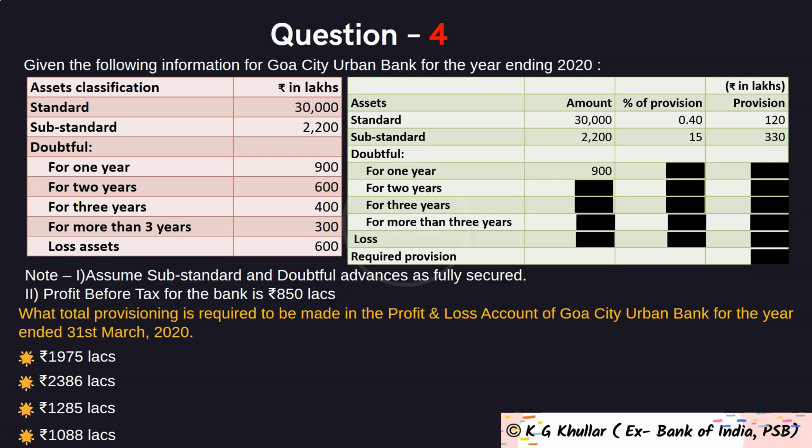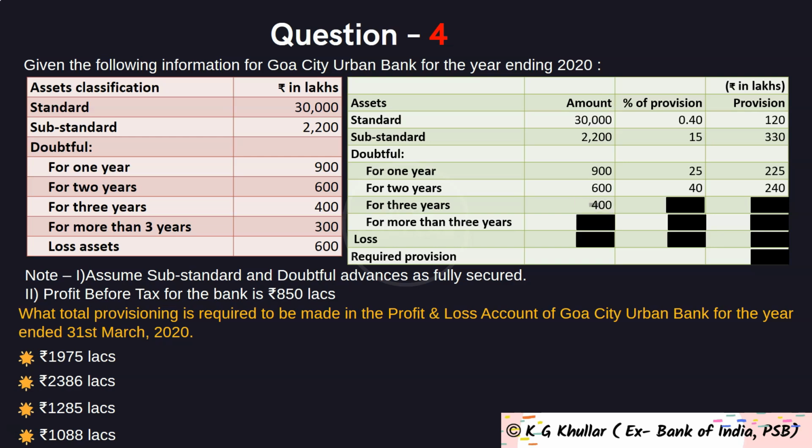Then next comes doubtful assets. For assets that are doubtful for 1 year, amount given is 900 lakhs and percentage of provision is 25%. So 25% of 900 equals 225 lakhs. Then next, doubtful for 2 years, amount given is 600 lakhs and percentage of provisioning is 40%. So 40% of 600 equals 240 lakhs.